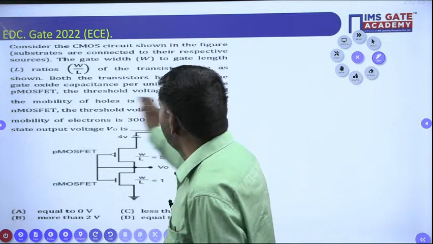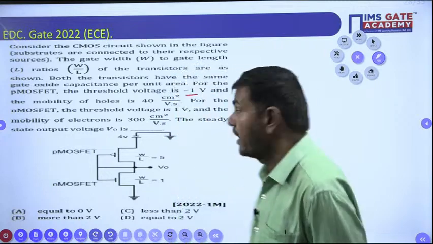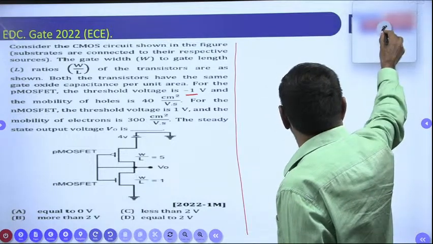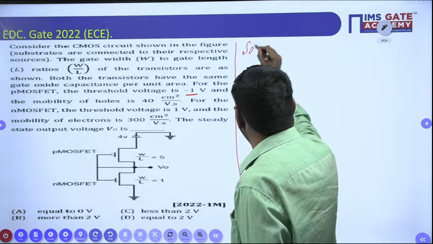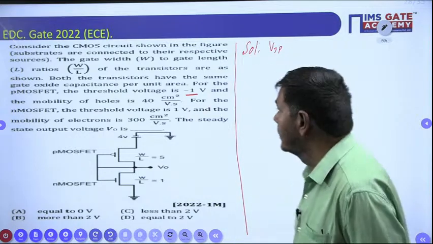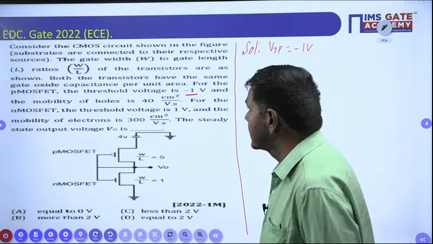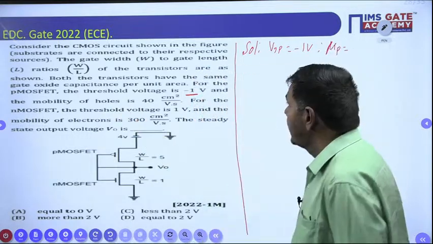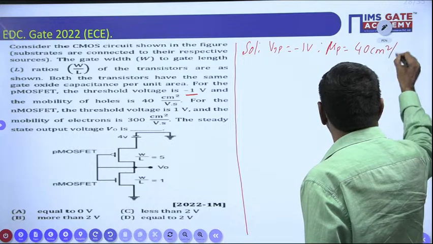You watch. For the PMOS FET, the threshold voltage VTP, where P indicates the PMOS FET, is given as minus 1 volt. The mobility of holes is given as 40 cm square per volt second.